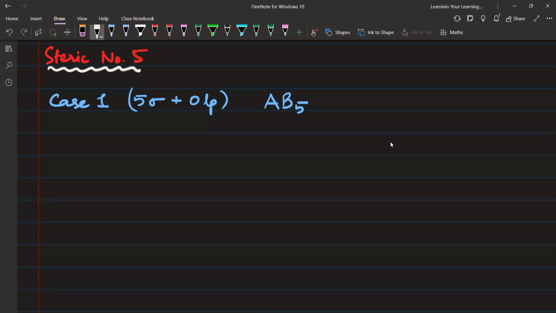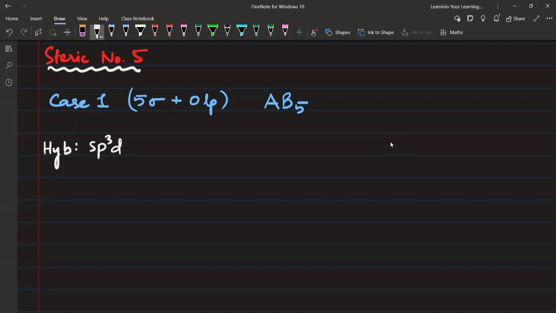Now, what's the next thing that I will write after case? Hybridization. Very good. Please be attentive in the class and you will be able to remember. What will be the hybridization? sp3d.